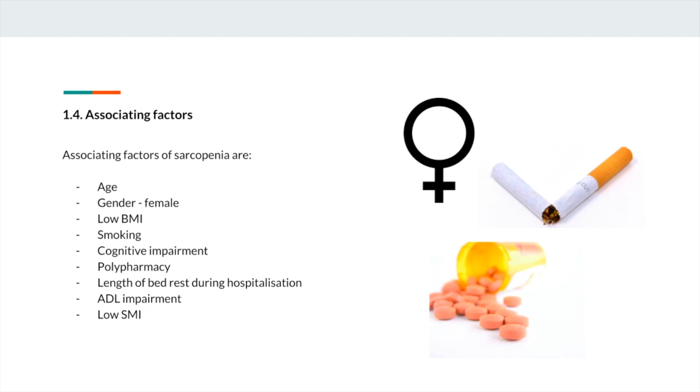Associating factors of sarcopenia are age, gender, namely female, low body mass index, smoking, cognitive impairment, polypharmacy or usage of 5 or more drugs, length of bed rest during hospitalization, ADL impairment, and low skeletal muscle mass index.